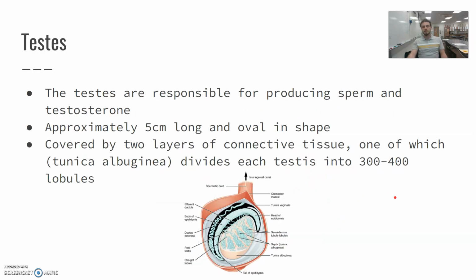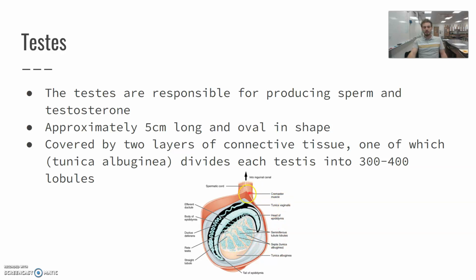The testes themselves are responsible for producing spermatozoa and testosterone. They're approximately 5 centimeters long and oval in shape, which is right around 2 inches long. They have 2 layers of connective tissue wrapped around them. One of them is the tunica albuginea, which penetrates into each testis and divides it into around 300 to 400 lobules.